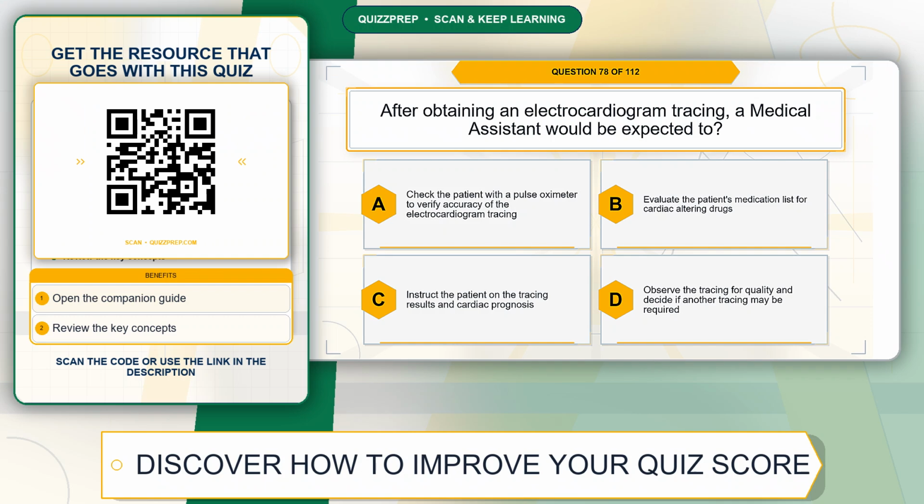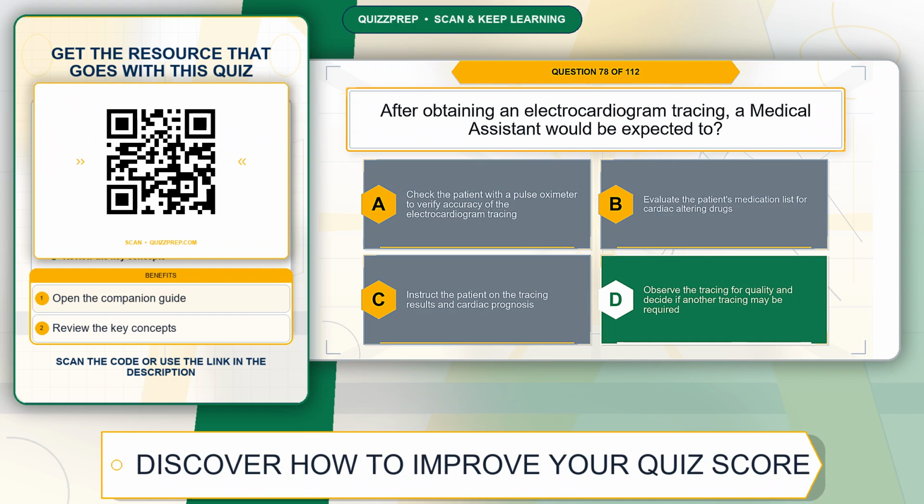After obtaining an electrocardiogram tracing, a medical assistant would be expected to: option A, check the patient with a pulse oximeter to verify accuracy of the electrocardiogram tracing. Option B, evaluate the patient's medication list for cardiac-altering drugs. Option C, instruct the patient on the tracing results and cardiac prognosis. Option D, observe the tracing for quality and decide if another tracing may be required. The correct answer is option D, observe the tracing for quality and decide if another tracing may be required.